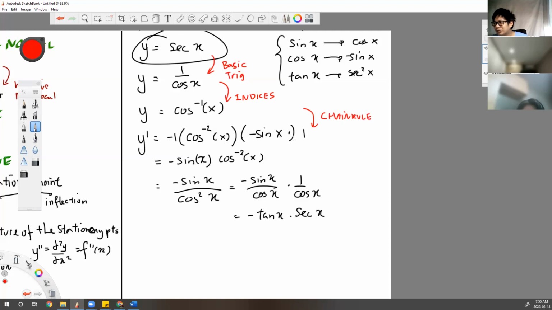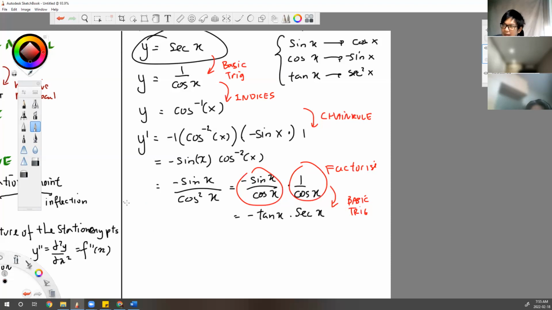After the chain rule, you use the simple expansion rule, right? So this is the simplifying rule, factorizing. You factorize. And after you factorize, you go back to the basic trigonometric rule. Okay. And you need to do it well. Okay. How about this?